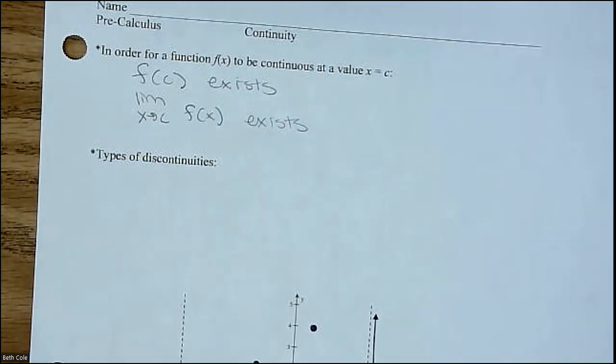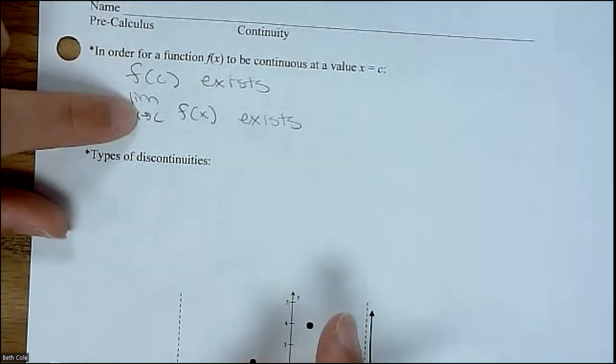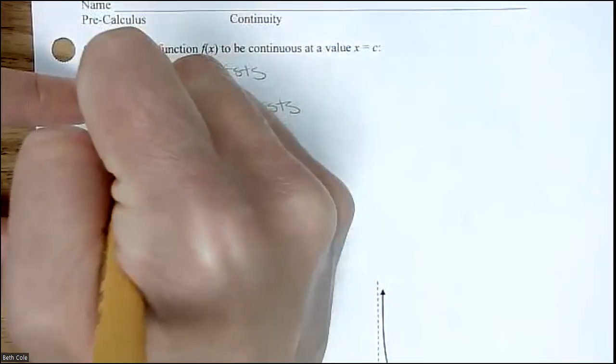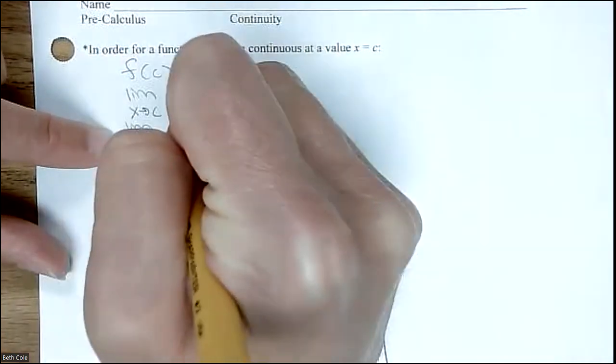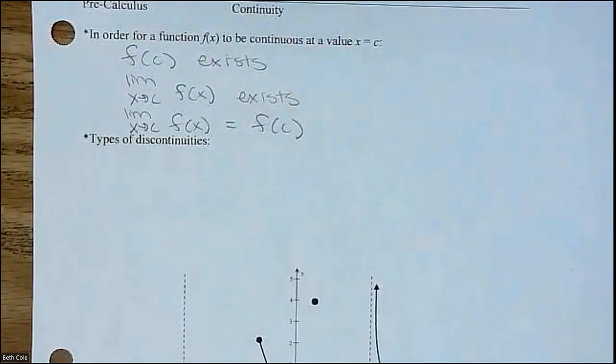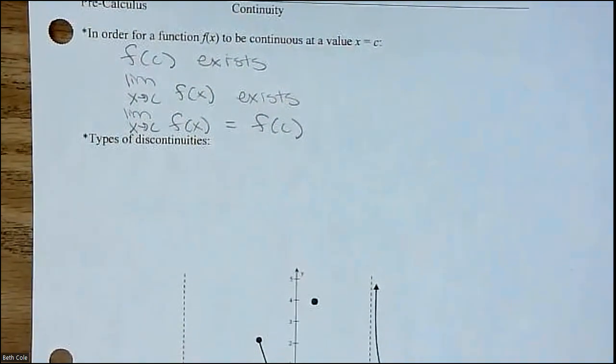They equal each other. So what I'm going to do is take these 2 statements and slap an equal sign in between them, all right? So the limit as x approaches c of the function equals f of c. So there is a point and there is a limit, and they equal each other. So those are the 3 parts of your definition.